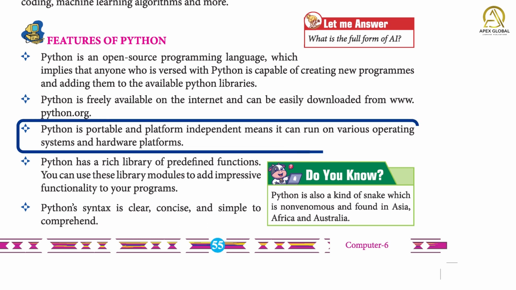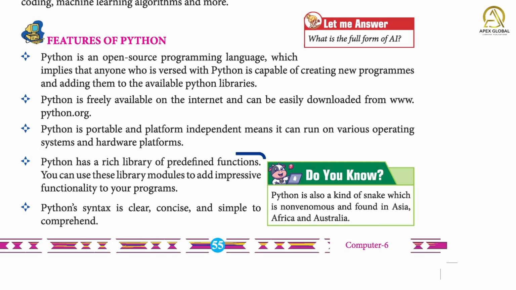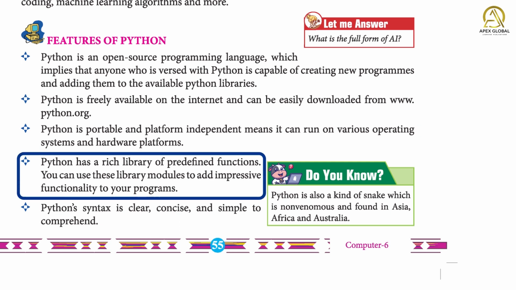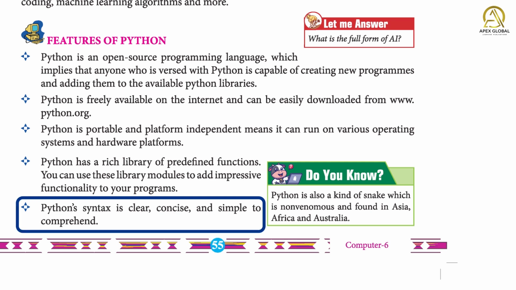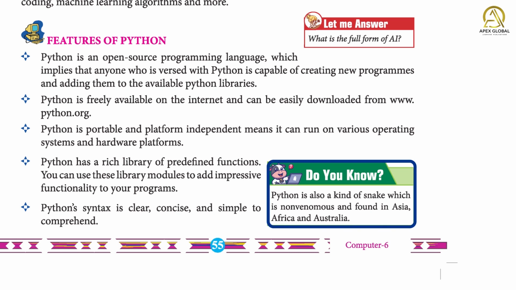Python is portable and platform independent, meaning it can run on various operating systems and hardware platforms. Python has a rich library of predefined functions. You can use these library modules to add impressive functionality to your programs. Python syntax is clear, concise and simple to comprehend. Do you know Python is also a kind of snake, which is non-venomous and found in Asia, Africa and Australia.